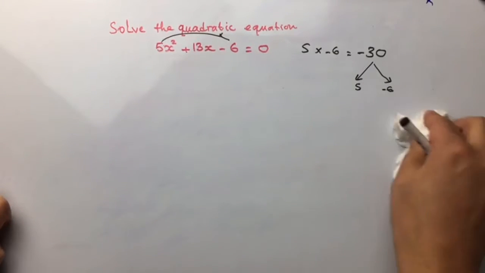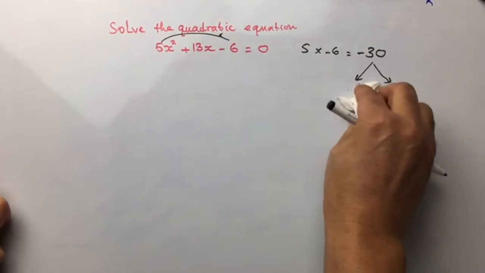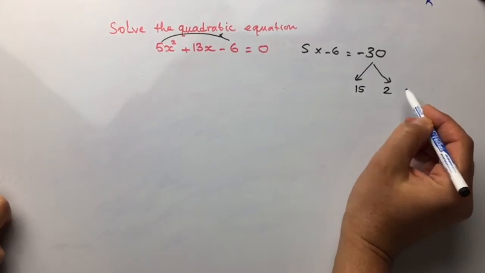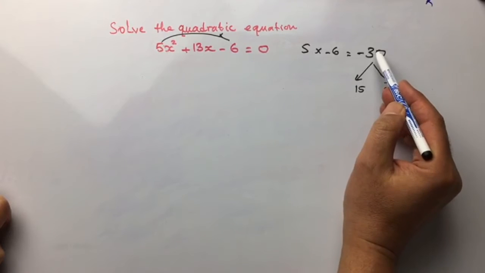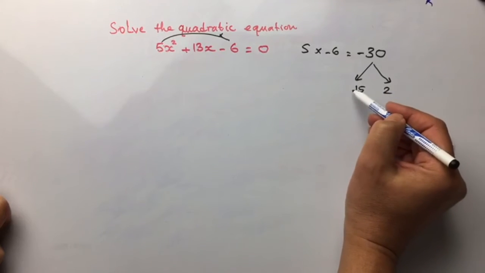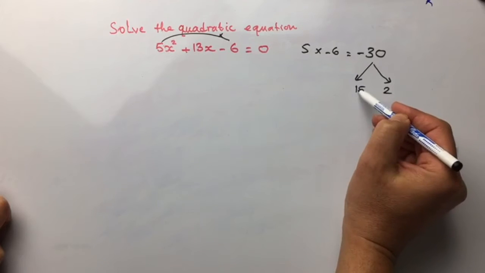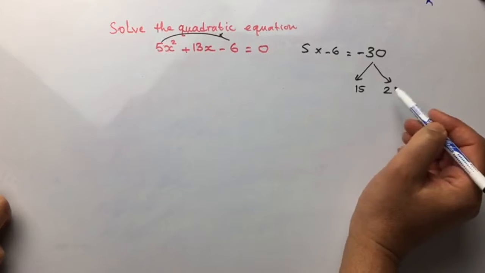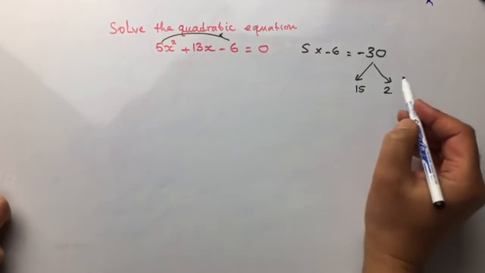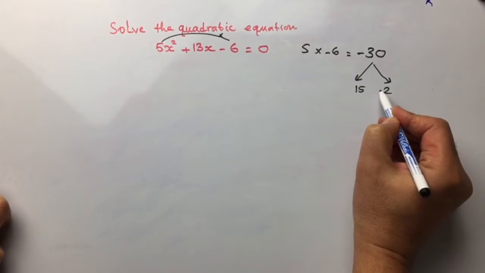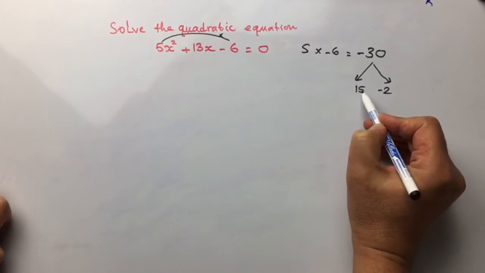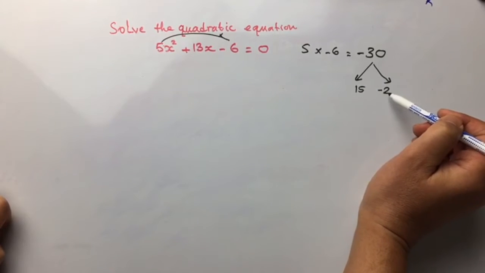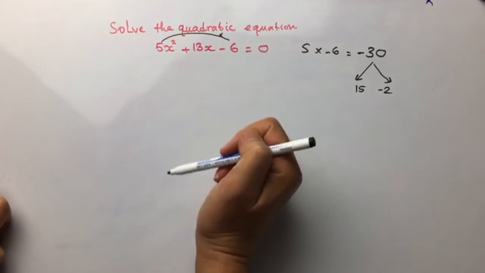So that's why we have to try another two numbers, for instance, 15 and 2. So 15 times 2 is 30, and to get minus 30 we can do minus 15 times 2 or 15 times minus 2. But because when you add these two numbers you should get 13, I think the best option is 15 times minus 2. So 15 times minus 2 equals minus 30, and 15 plus minus 2 equals 13.